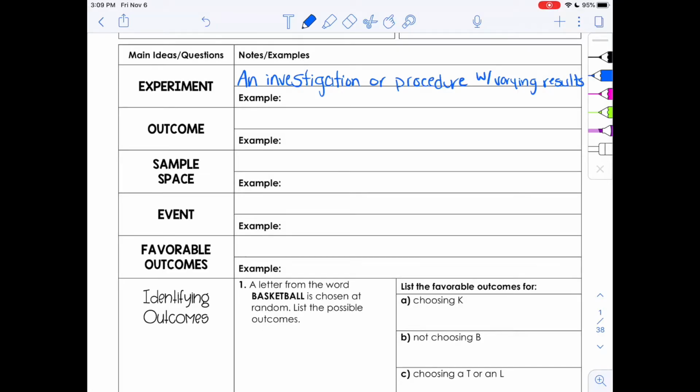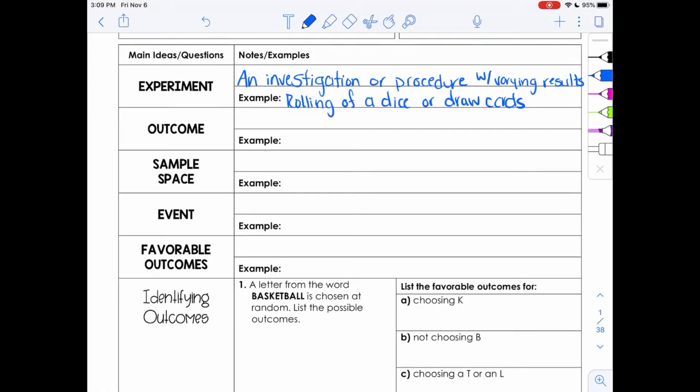So for an example, and one of the types of examples we'll be looking at is the rolling of a dice or drawing cards. So like if you have a deck of cards, what kind of card are you going to draw out of those cards? Or sometimes with spinners, if you have a spinner with multiple numbers on it, what number would that spinner land on? So those are some experiments.